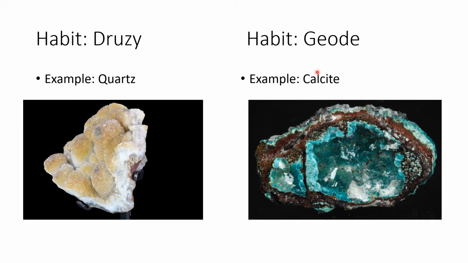And then we have geodes, which our example here is calcite. This is a geode. Geodes form when minerals are precipitated inside of a cavity, but it's not completely filled. Okay, there has to be a gap for it to be called a geode. So other examples of geodes that we see are quartz geodes, like amethyst.